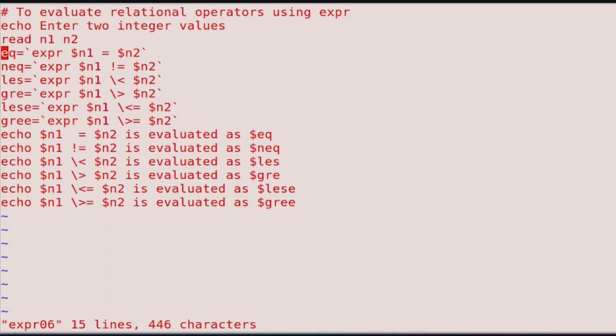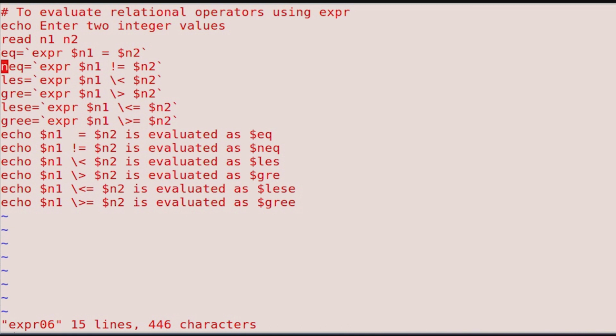In this assignment script, the expr will evaluate the relational expression n1 equal to n2. If the expression is true, it will return a value 1. If the expression is false, it will return a value 0. This value will be assigned to the variable on the left hand side, namely to eq.